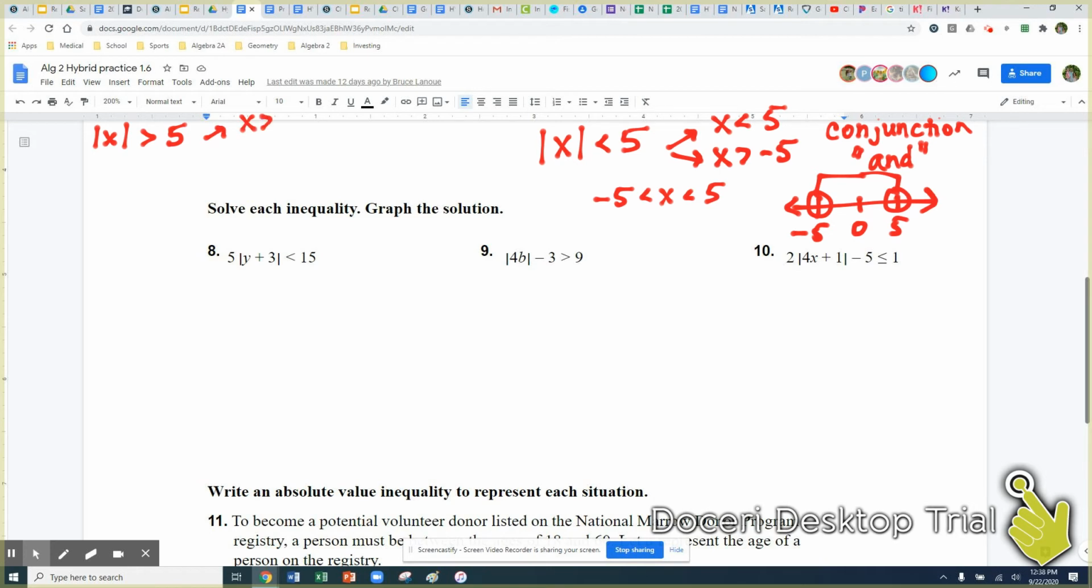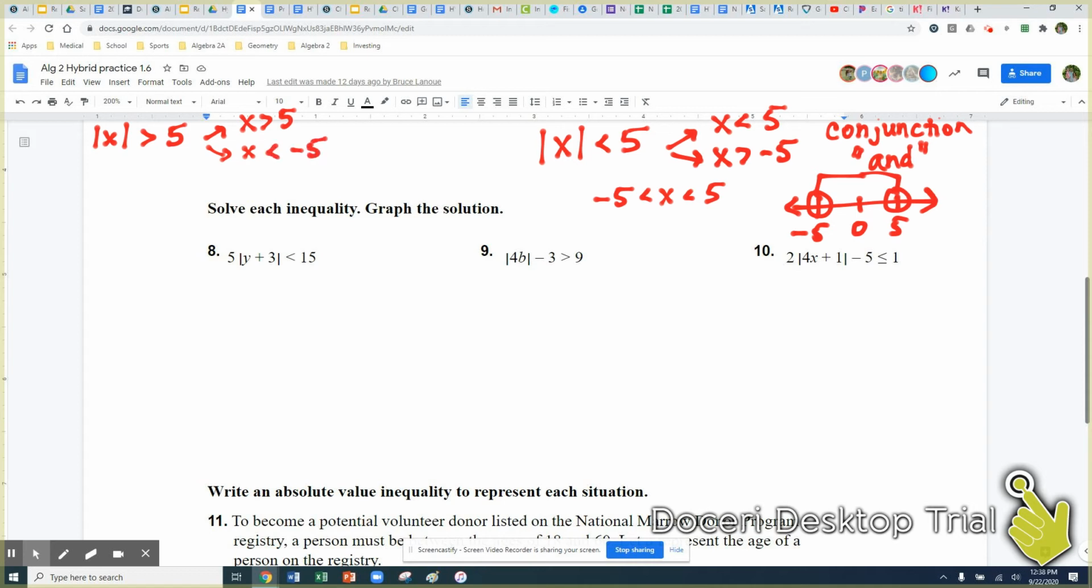X is greater than 5. But what other numbers? We just did the positive ones. What other numbers are greater than 5 from 0? Negative 5.1. What else? Negative 9, negative 42, all those numbers. So on the negative side, x has to be less than negative 5.